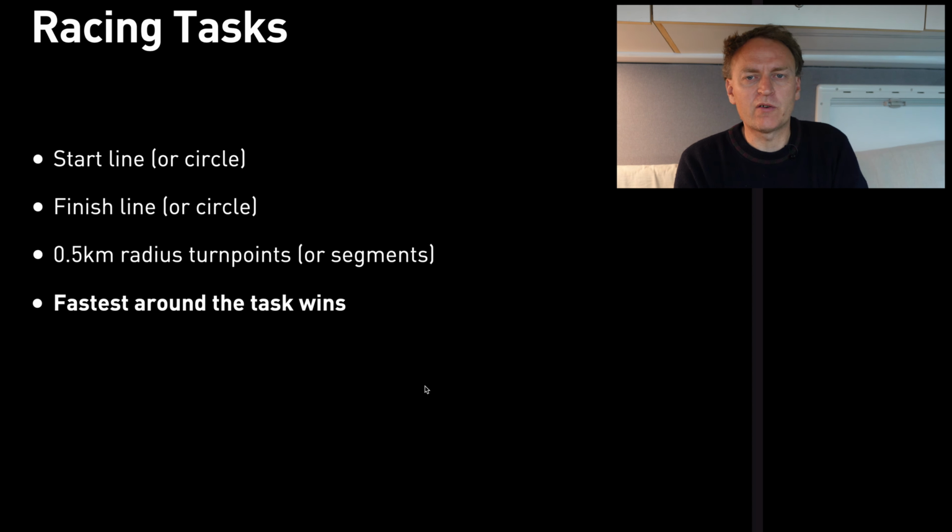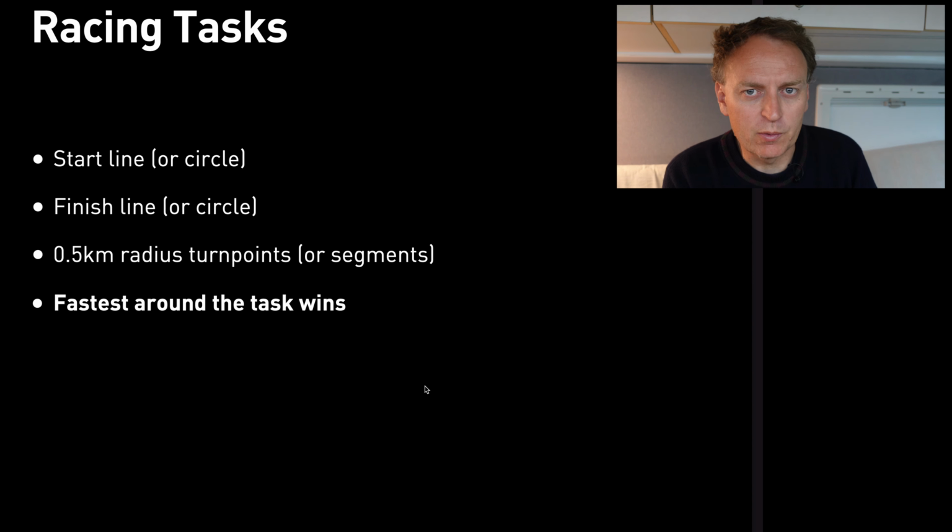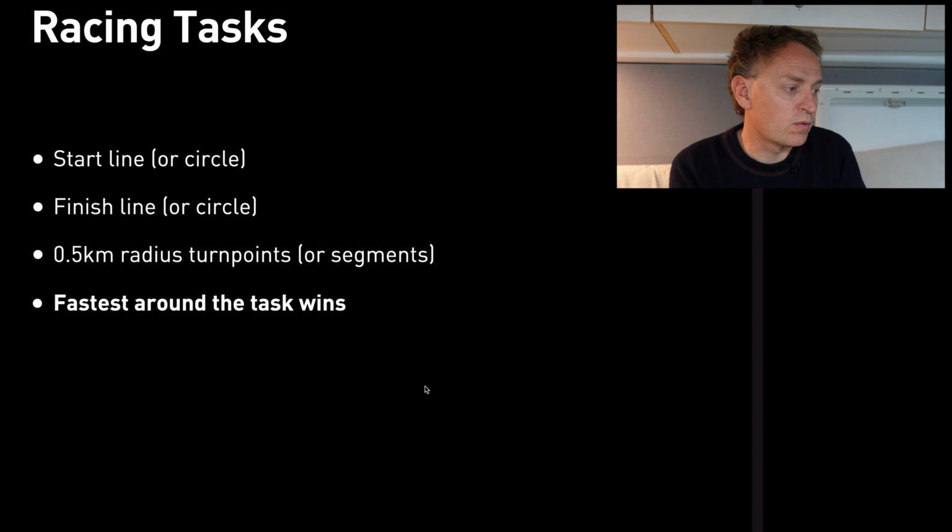First of all, we need to have a look at racing tasks and understand how they work. And they're pretty simple. We have a start line or a start circle and a finish line or a finish circle, and then you have a number of half-kilometre radius turn points. Everyone has the same turn points and you all have to go to those exact same spots, and whoever goes around the task the fastest wins. Pretty straightforward.